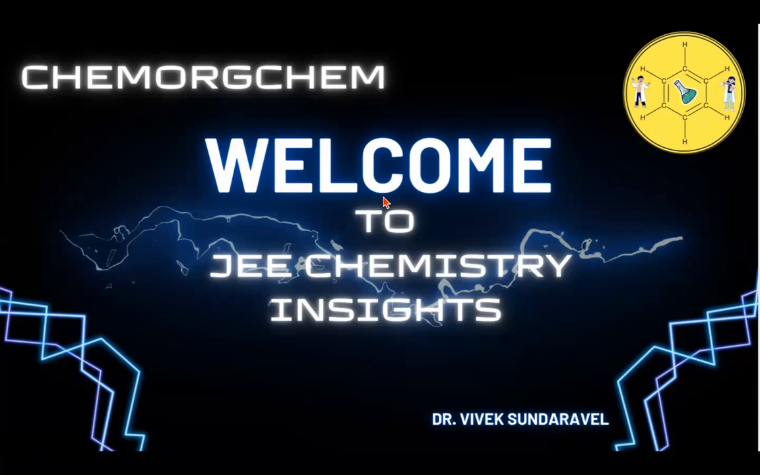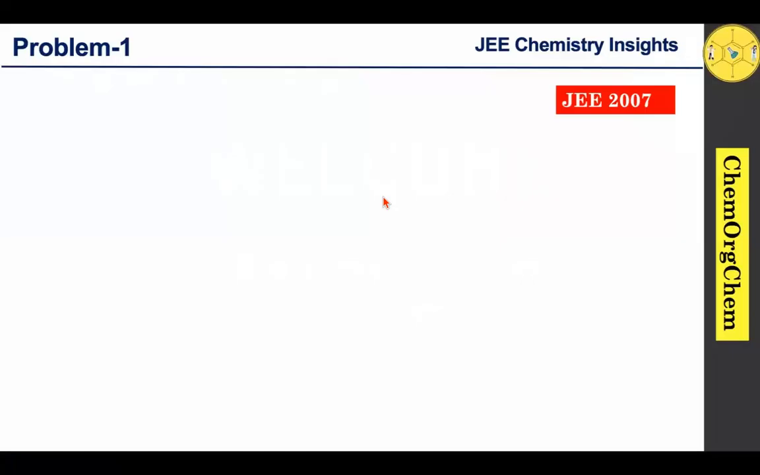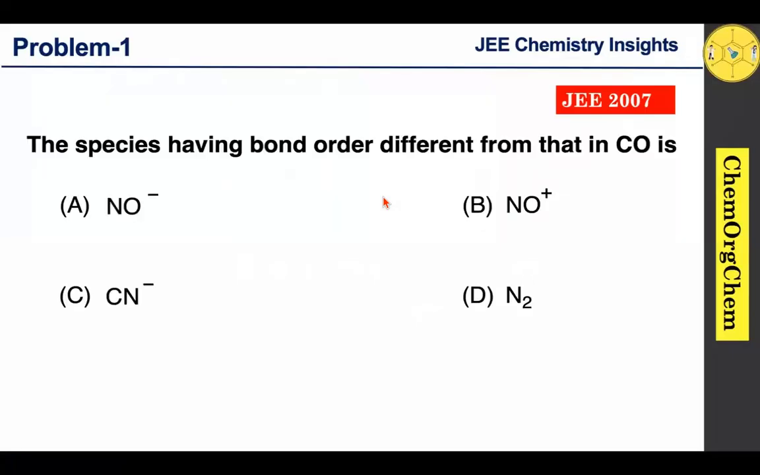Let's see what today's problem is. This is a problem from JEE 2007. Based on this problem: the species having bond order different from that in CO is... Here you see there are four options. Let's figure out together which one is the correct option for this question.